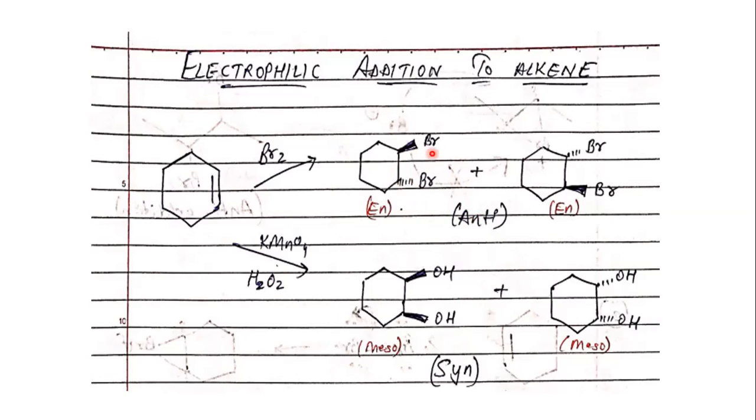And obviously along with this product, you'll also get an enantiomer of this product, where if this is wedge, this could be a dash. If this is dash, it could be a wedge. So you'll get a mixture of two products, almost a racemic mixture, or a product of enantiomers. This kind of addition is called anti-addition, where the configuration of the electrophiles that are being added, here bromine is acting as an electrophile, is opposite to each other. That's why it is called anti.